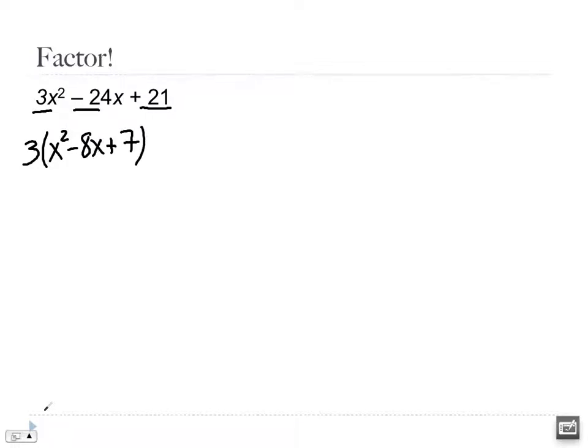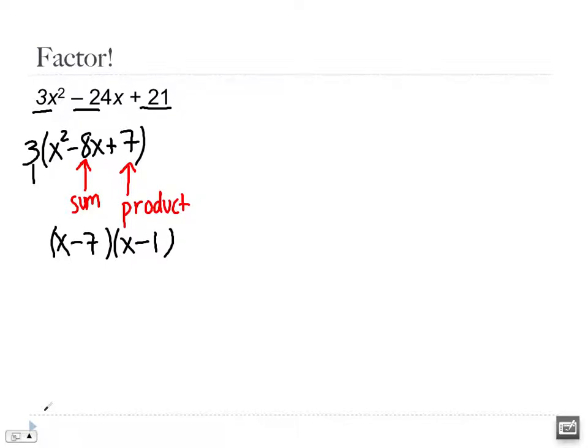This is a product sum trinomial. You're looking for 2 numbers whose product is positive 7 and whose sum is negative 8. So 2 numbers that multiply to positive 7, add to be negative 8. I'll let you think about what those numbers are. We have x and x. 2 numbers that multiply to positive 7 and add to be negative 8 are negative 7 and negative 1. Don't forget about that 3 that we factored out, and that comes out in front. This is our final factored form.